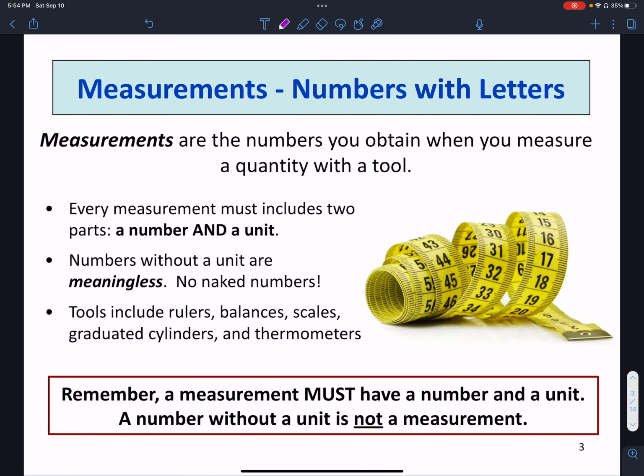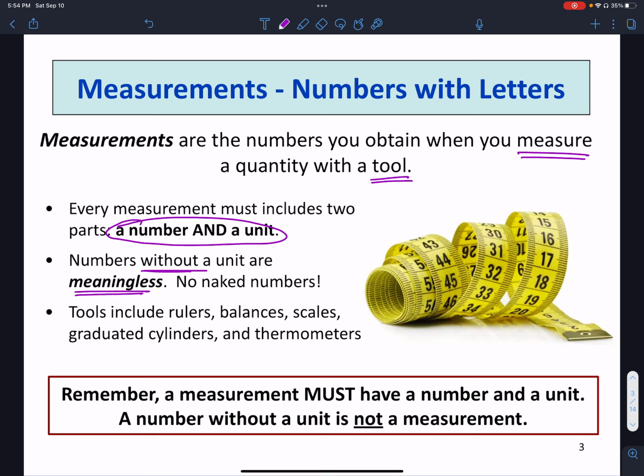First up, measurements. What are measurements? Well, basically, I call them numbers with letters. They're the numbers that we obtain when we measure a quantity using some sort of tool. Every measurement that you take has to have two parts. It has to have a number and a unit. Numbers without units don't mean anything.